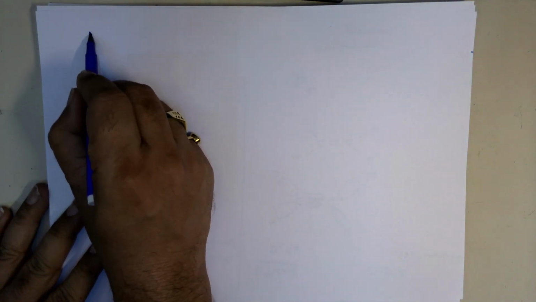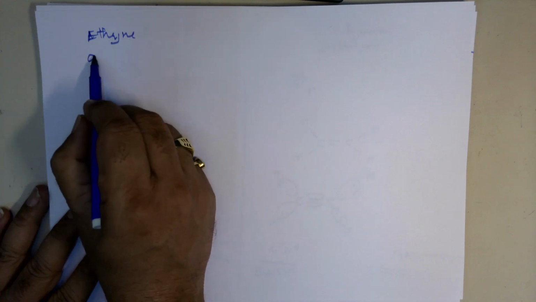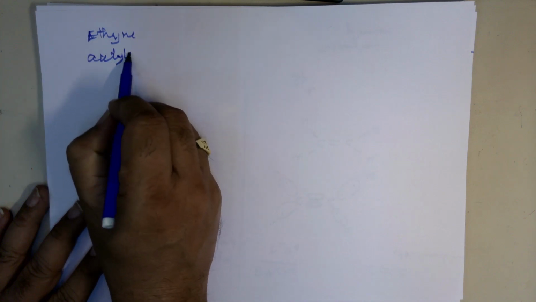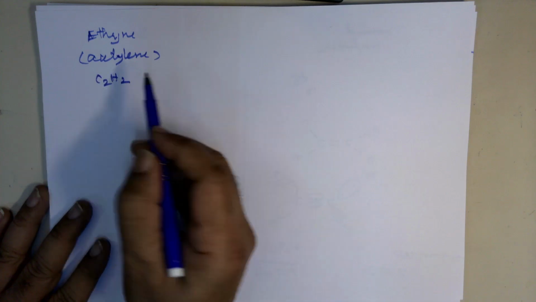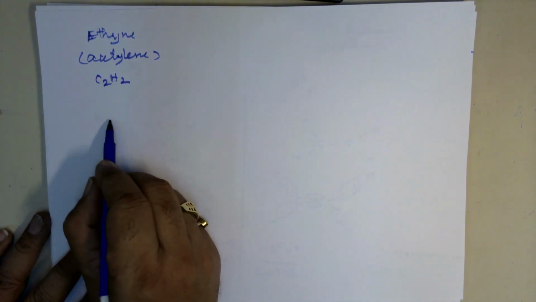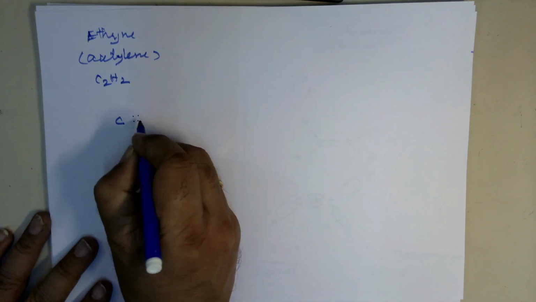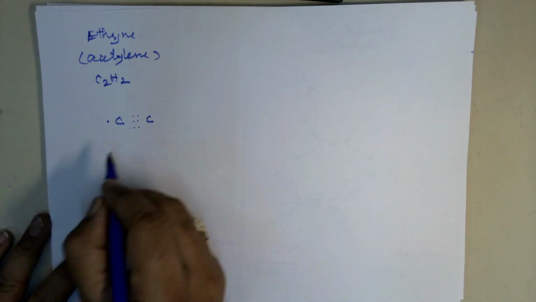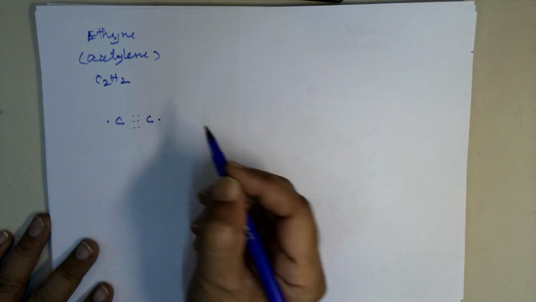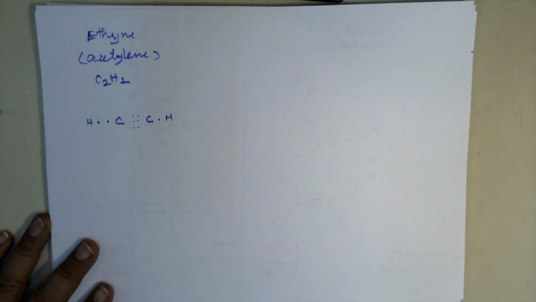That is an alkyne, that is ethyne, also called acetylene, C2H2. It is an alkyne, so its structure will be C with a triple bond, like this. So you've already got 3. At the most, a carbon can have only 4, so 3 plus 1 is 4. So it can have only one hydrogen and one hydrogen.